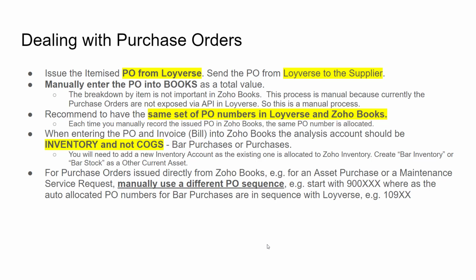So I can have a look at what the previous one was and then just manually add it. So 900123, and then the next one becomes 900124. Whereas auto-allocated PO numbers for bar purchases are in sequence with Loyverse, i.e. 10901, 10902, etc. Okay.